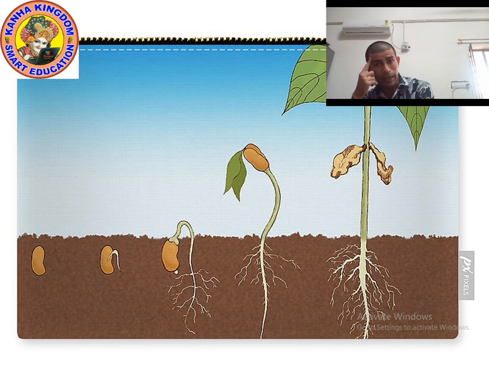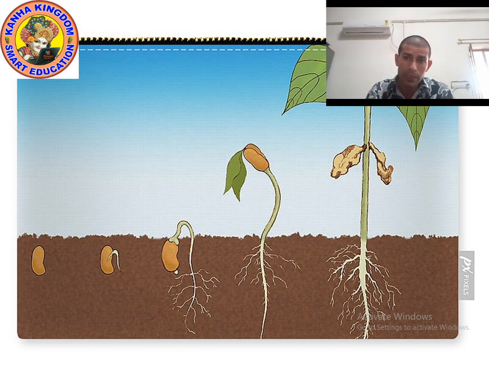Yes, the cartilage shrinks and disappears. Cartilage shrinks and disappears. Then leaves grow. It becomes big. Stem starts to become strong. These are 5 stages.